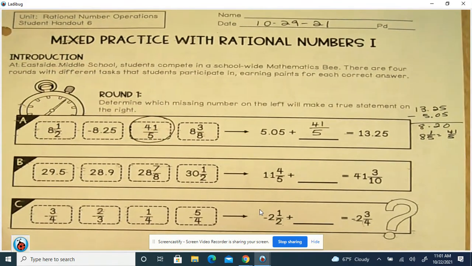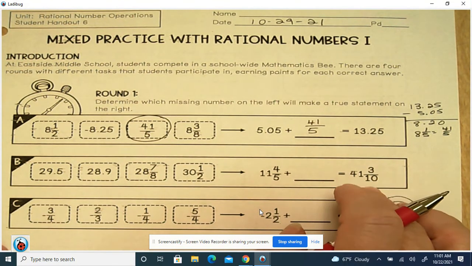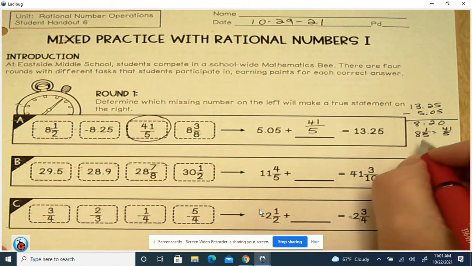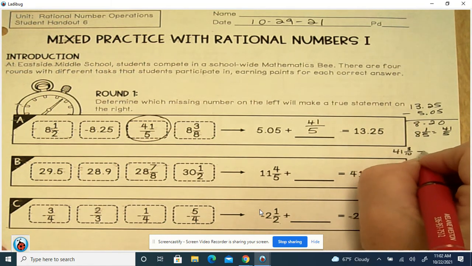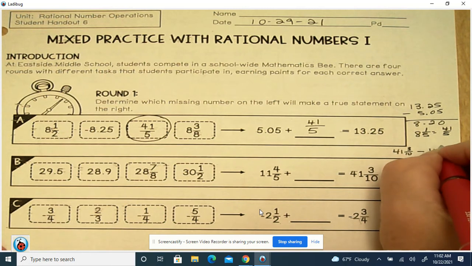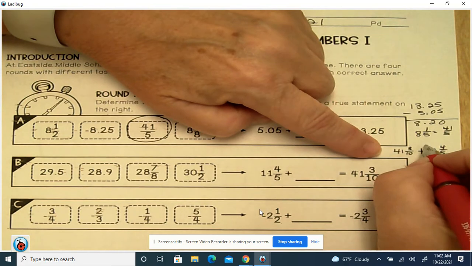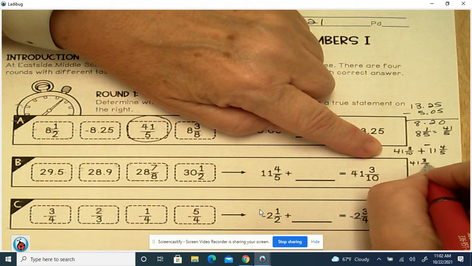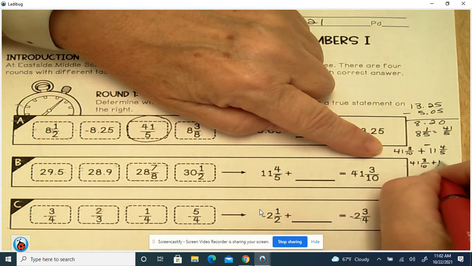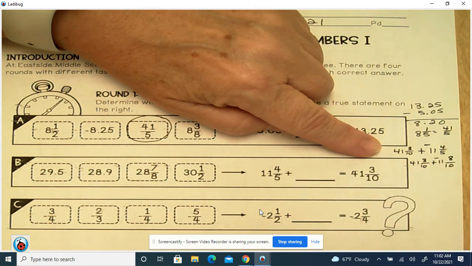All right. B, we've got 11 and 4/5 plus 41 and 3/10. So to do that one, I'm going to put it right here. 41 and 3/10 minus 11 and 4/5. Change a minus to a plus, change the sign of next. So we've got 41 and 3/10 plus 11, common denominator 10. 5 going to 10 2 times, 4 times 2 is 8.